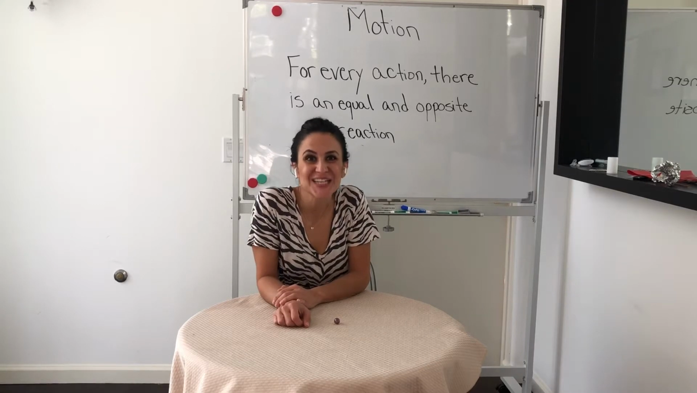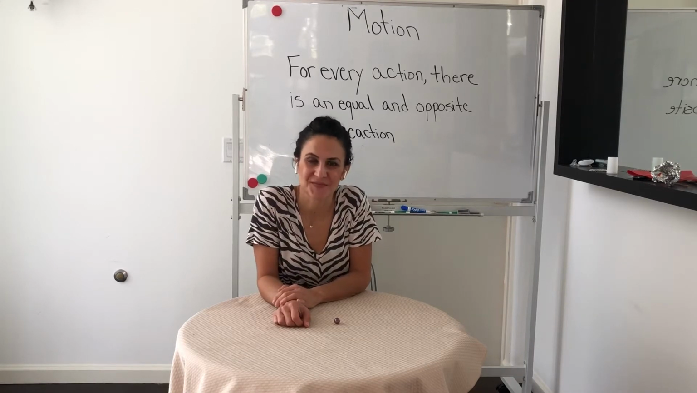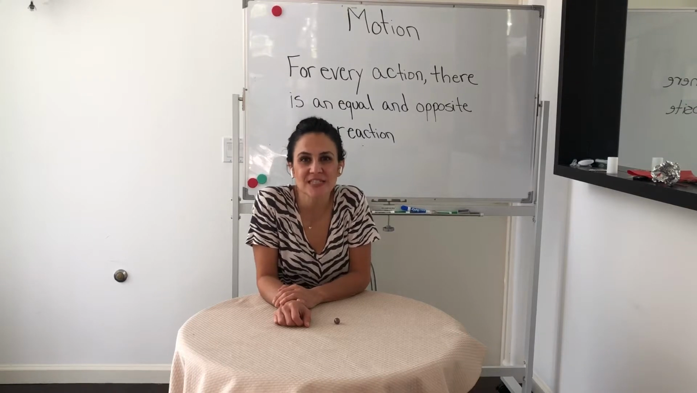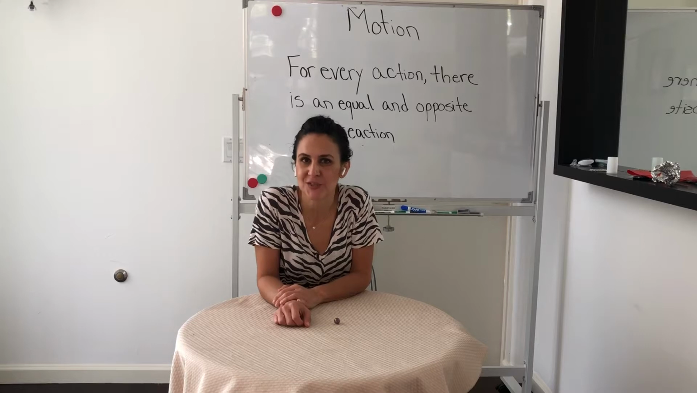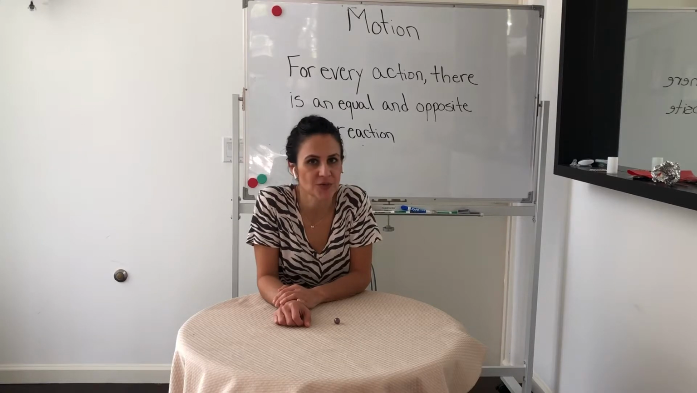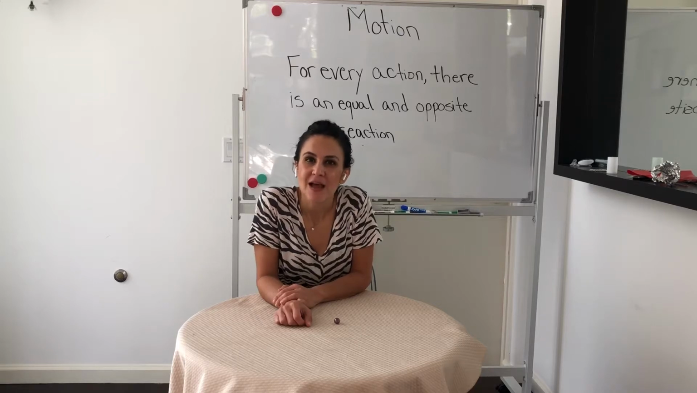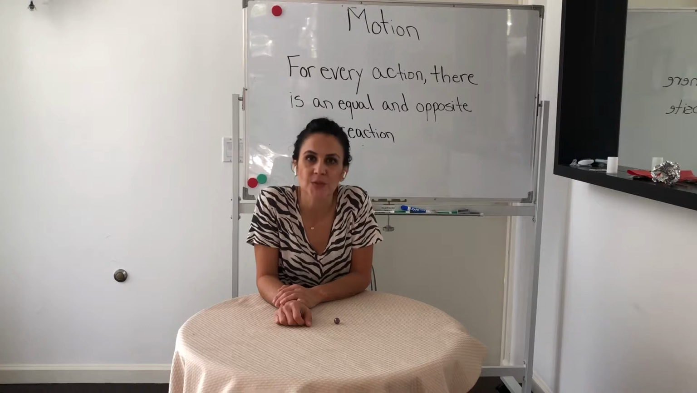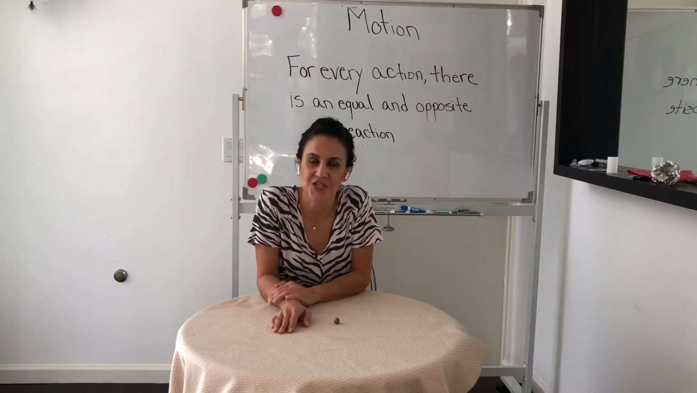Today we're going to continue to learn about motion. Now what I want to start with today is a famous physicist by the name of Sir Isaac Newton, who had 3 laws of motion. And today we're going to learn about the third. His law says that for every action, there's an equal and opposite reaction.